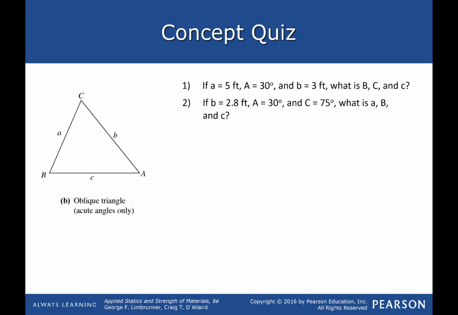So now it says B is equal to 2.8 feet. Okay, 2.8 feet. A is equal to 30. Okay. C is 75. What are A, B, and C? Okay, so still got a lot of stuff here. First thing I'm going to do is use the fact that I know there's 180 degrees in a triangle to solve for this angle B. So 30 plus 75 plus B is equal to 180. Therefore, B is equal to 75. How do I do that? That's 105 right there. 180 minus 105 is 75.